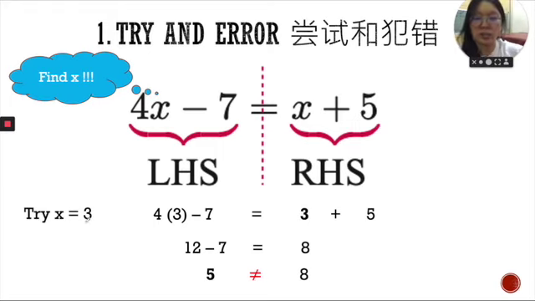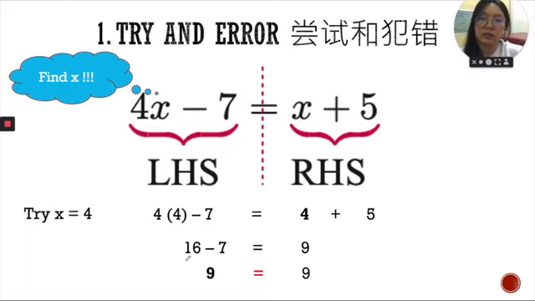Try again, x equals to 3. I put 3 to replace x. 4 times 3, 12. 12 minus 7, I have 5. On the right hand side, I have 3. 3 plus 5 equals to 8. And 5 is not equal to 8. So x is also not 3.